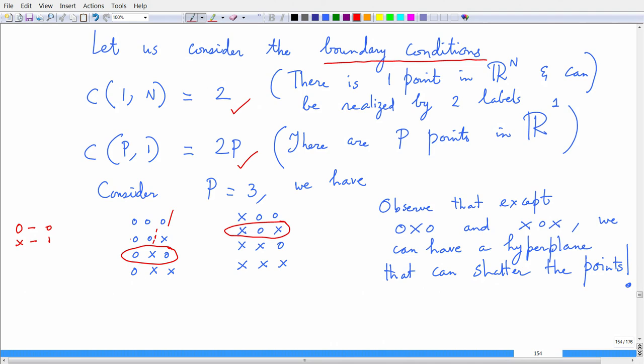Here with one hyperplane I cannot, because I will need two hyperplanes. I will use a different color here. So, I will need this color here. I have to have two hyperplanes. I cannot realize a dichotomy like this. Whereas, for the next pattern, the circle and the two crosses, I can have a hyperplane, and so forth. So, clearly except the circle, the cross and the circle, and the cross, the circle and the cross, we can have a hyperplane that can shatter the points. By shattering I mean I have a hyperplane that can separate the points.